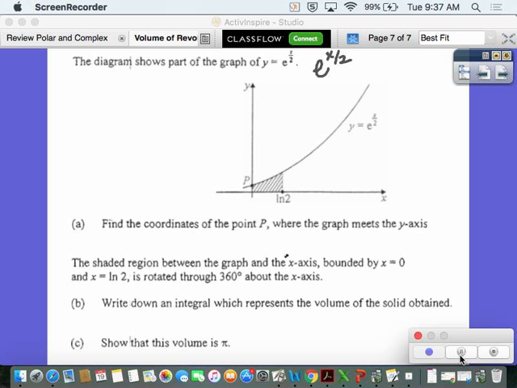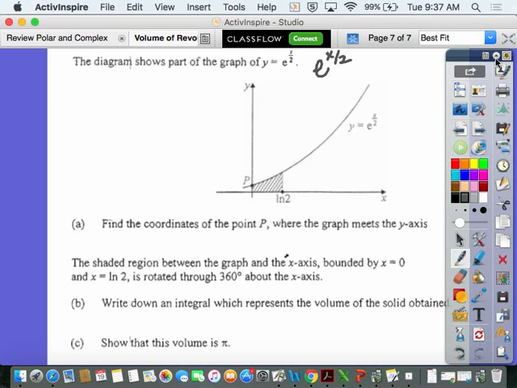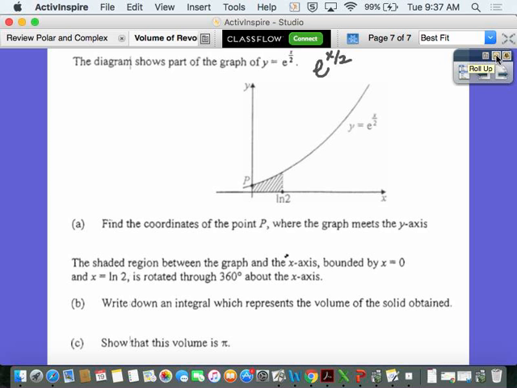Alright, so this particular problem says the diagram shows part of the graph of e to the x over 2. There's your curve, there's your shaded region. It says find the coordinates of P where the graph meets the y-axis. This is an easy problem. Again, this is pulled from an IB exam, so it assesses other concepts in one. So how do you find the coordinates of P?